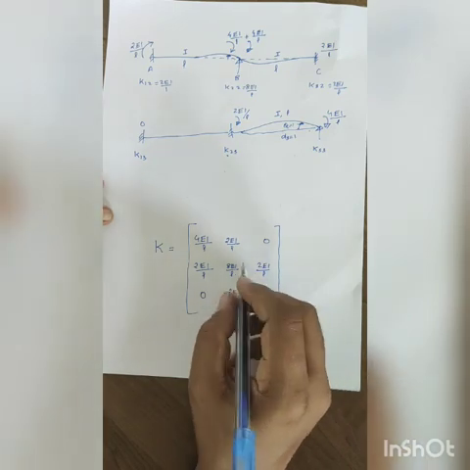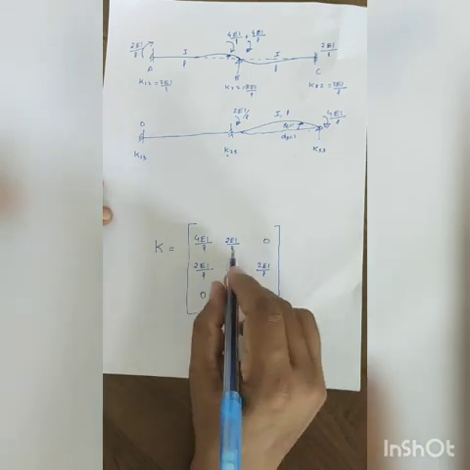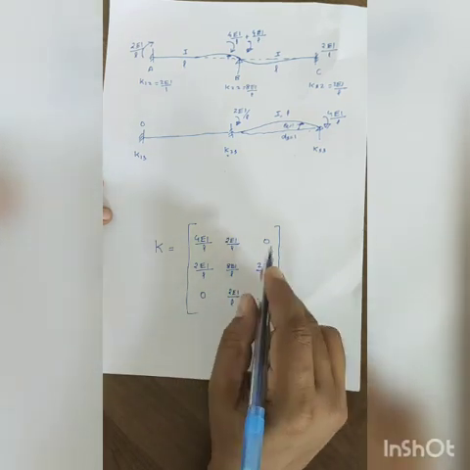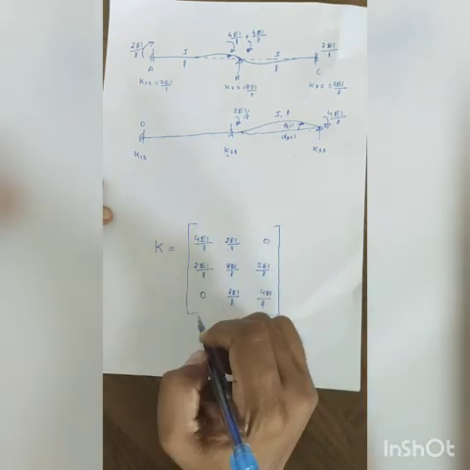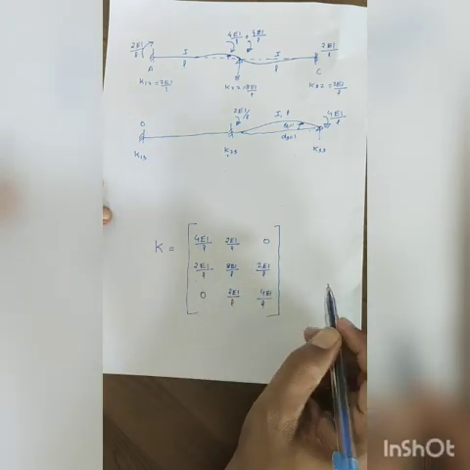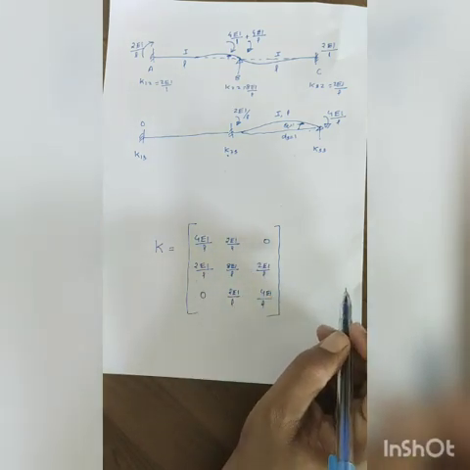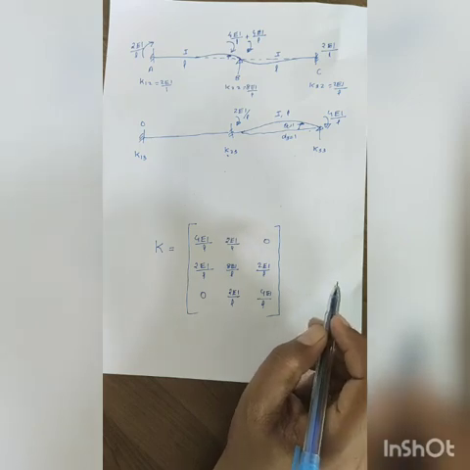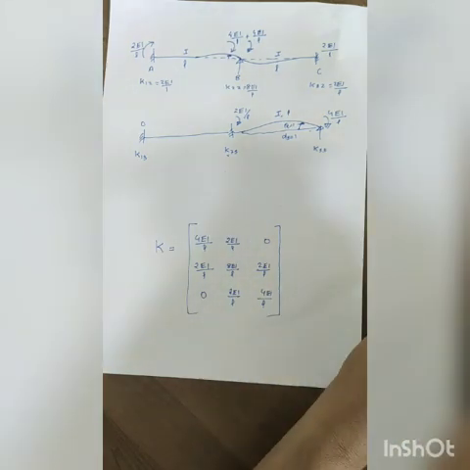So finally the values are 0, 2EI by L and 4EI by L. You can see that this is also a symmetric matrix. It is a square matrix, it's a diagonally dominant matrix, and it is a banded matrix. It has satisfied all the properties of the structure stiffness matrix. So this is how we formulate the structure stiffness matrix by the physical approach.